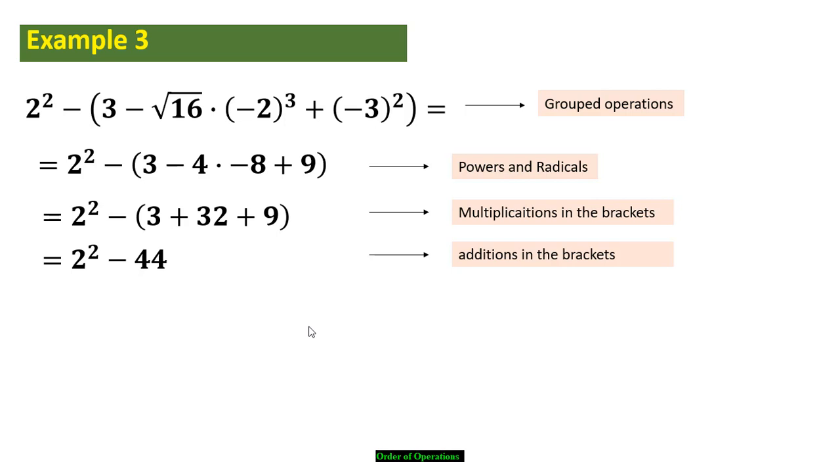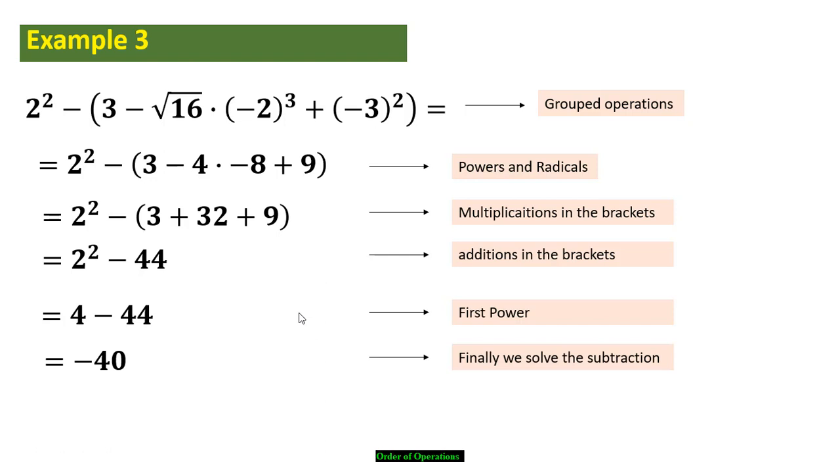And now you have to look at what kind of operation I have. I have a subtraction, but the first term is the power of 2. So I have to solve that term first, because I cannot solve the subtraction if I don't solve the powers. So I solve the power and it's 4 minus 44. Finally, I only have a subtraction, and my final answer is minus 44. Okay.